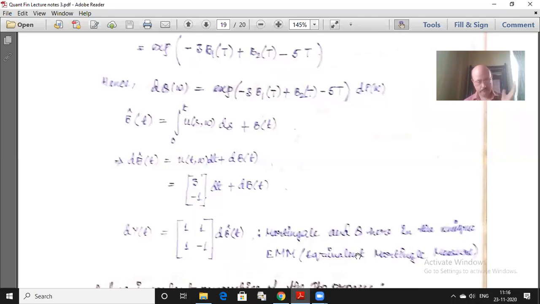For the discrete setup, we have done this explicitly, the state price density expression. For the continuous setup, we did not talk about it explicitly. And this is the theorem that gives us the toolbox to compute the equivalent martingale measure.